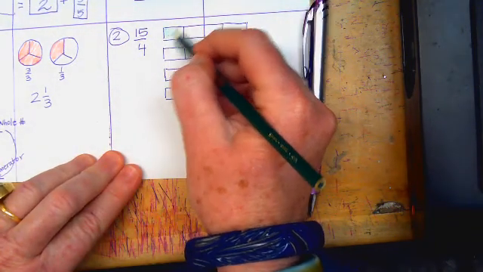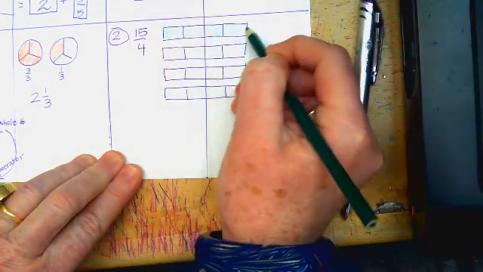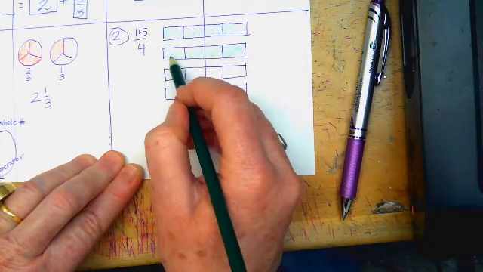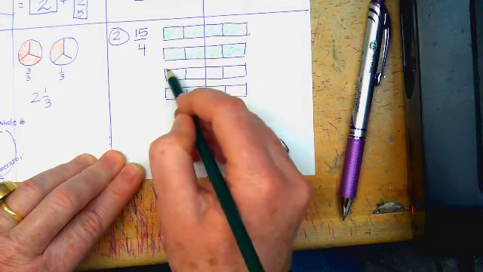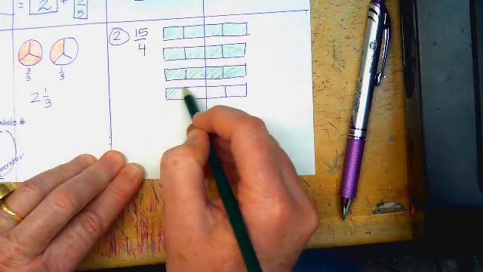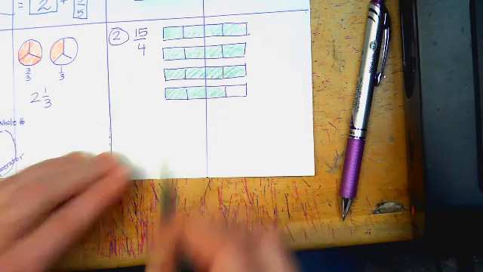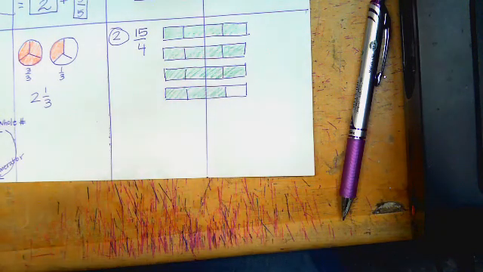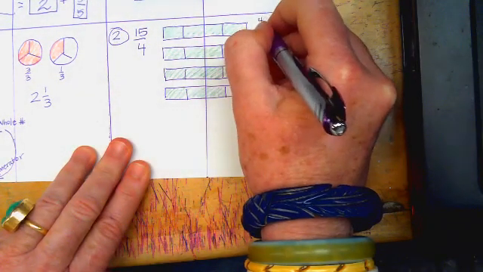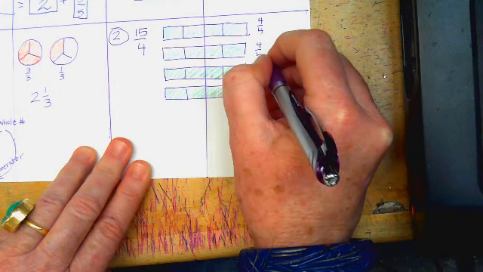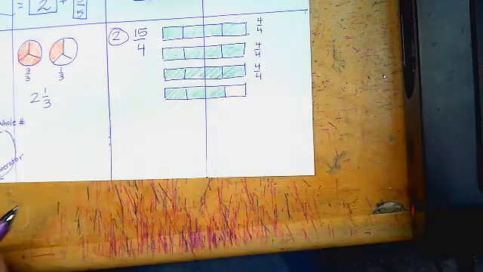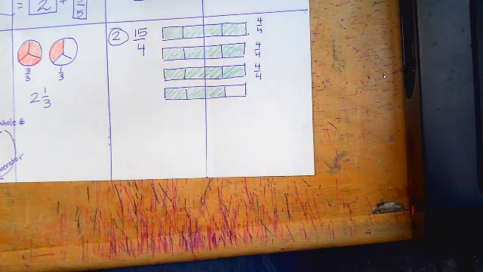So I'm going to use some awesome green. And I'm going to go ahead and I'm going to show this is 4/4, 4/4, 1, 2, 3, 4, 5, 6, 7, 8, 9, 10, 11, 12, 13, 14, 15. Okay, so I am showing with my little drawing 15/4. This is 4/4. This is 4/4. This is 4/4.